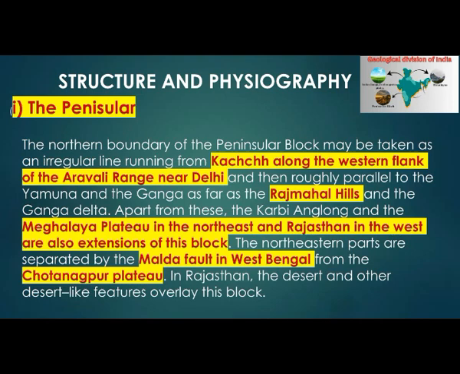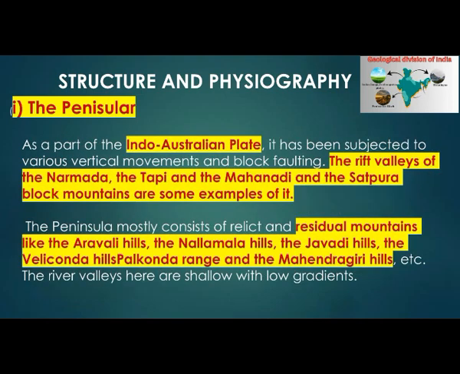The northeastern part is separated by the Malda Fault in West Bengal from the Chota Nagpur plateau. In Rajasthan, the desert and other desert-like features overlay this block.